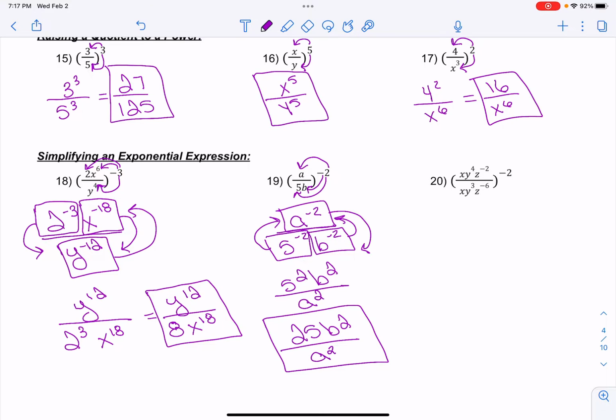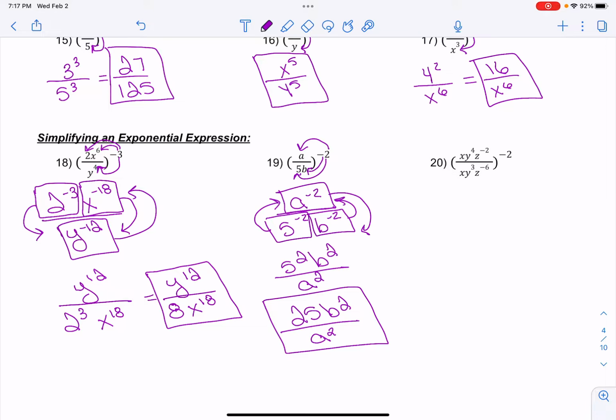And then comes our last and final problem, probably the most intense one we've had so far. x, y to the fourth, z to the negative second over x, y to the third, z to the negative second, all raised to the negative second power. Very first thing you have to do is deal with that outside exponent, that negative 2. So we have to distribute that to every single piece inside.